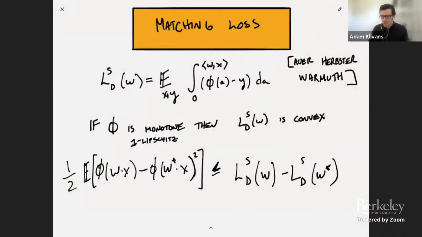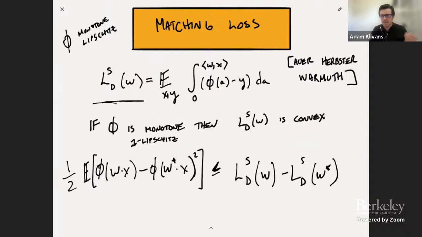And even before that, I think maybe it's the late 80s, there's a paper by Auer, Herbster, and Warmuth, could be the early 90s, I can't completely remember, where they introduced this notion of a matching loss. Okay, so you can take any phi that's monotone and Lipschitz, and they introduce this loss.